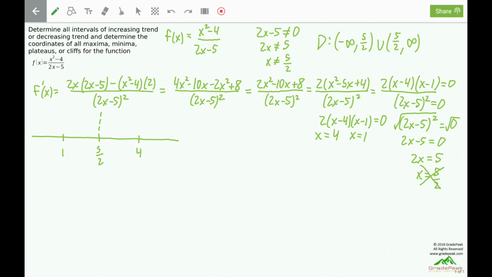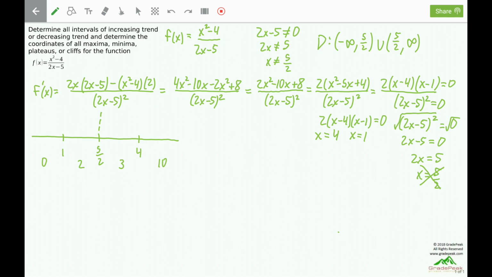We can pick a test value in each of these intervals. The first interval is negative infinity to 1. 0 is in that interval. The next interval is 1 to 5/2. 5/2 is 2.5, so 2 is actually in that interval. And then 5/2 to 4, 3 is in that interval, and then 4 to positive infinity, 10 is in that interval.